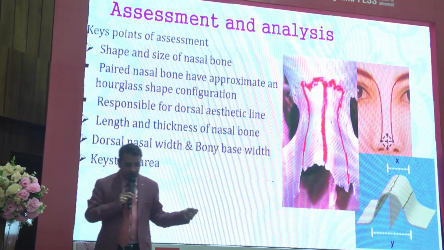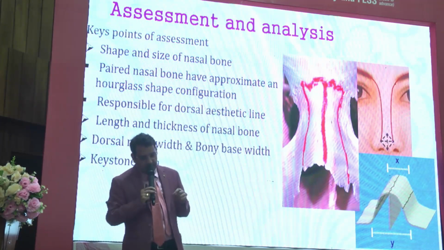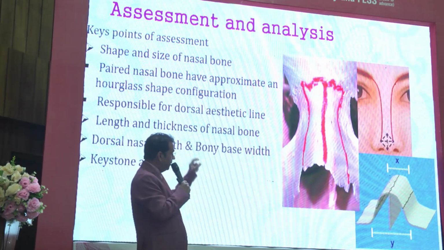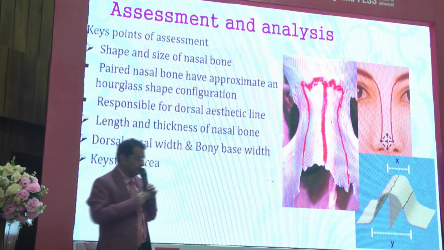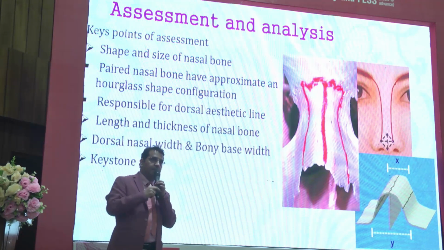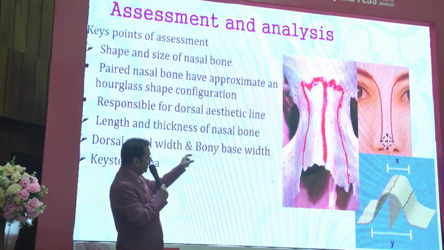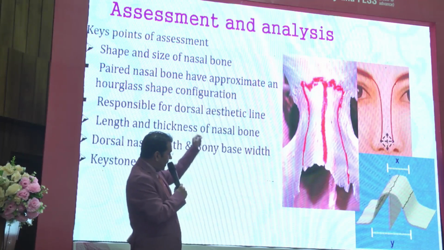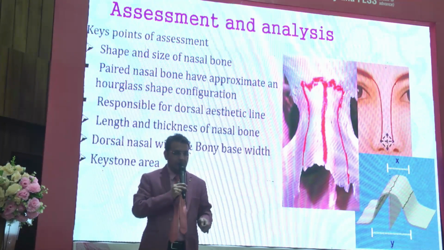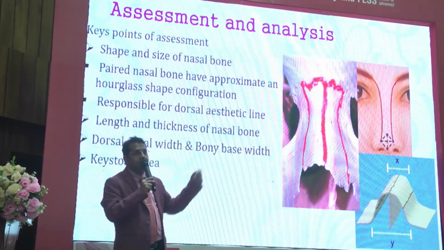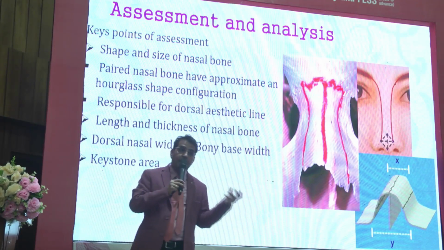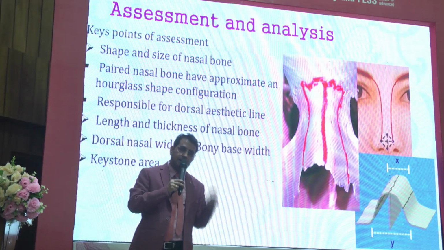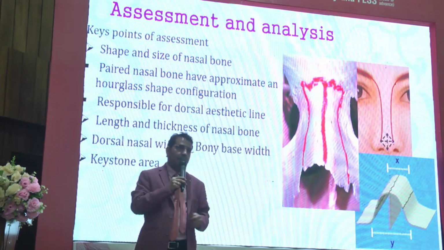Another important thing: the length and thickness of the nasal bone. The length of this nasal bone is around 2.5 centimeters. If you compare top to bottom, in the upper part the thickness is maximum, but if you come down then it gradually thins. So this uppermost part just acts as a cantilever for the entire nose. So we never enter this thick part. If you enter this thick part, then the entire nose falls down.